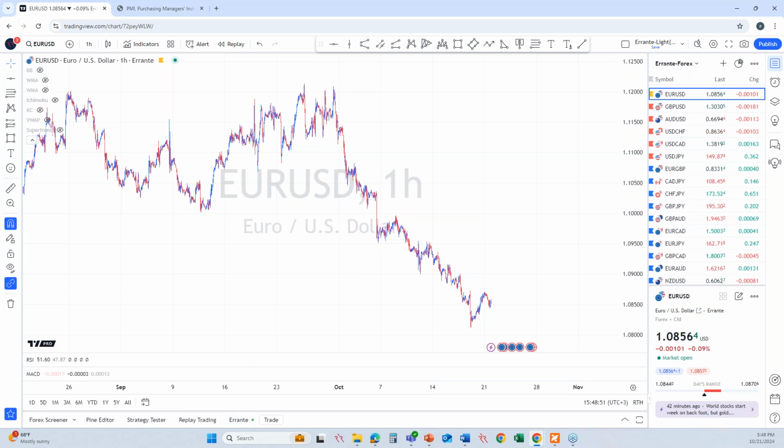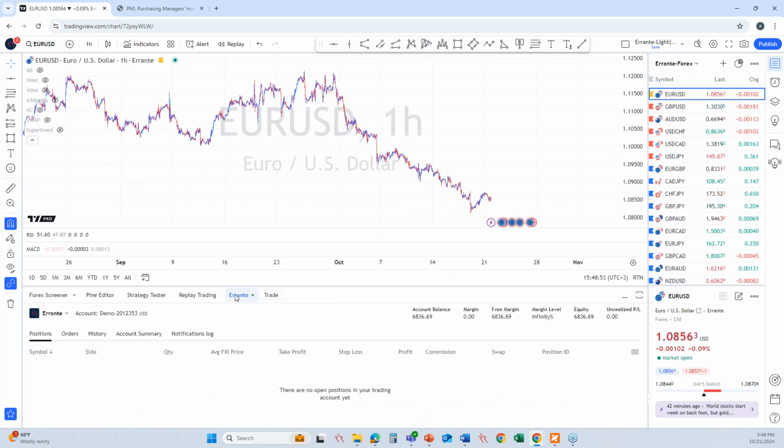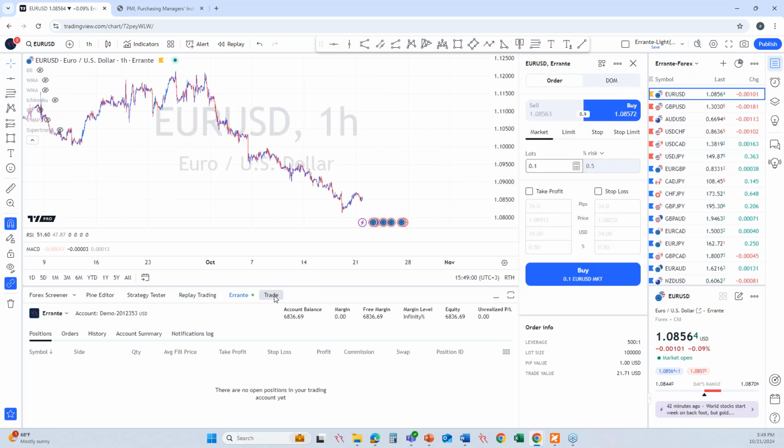First, when your account is connected to Errante, you can see all your account details here, and then you have this trade button here. If I press it, it gets me to the trading window. It's like the new order window in MetaTrader 4. It means all the necessary tools you need to open and close or modify your trades are here.